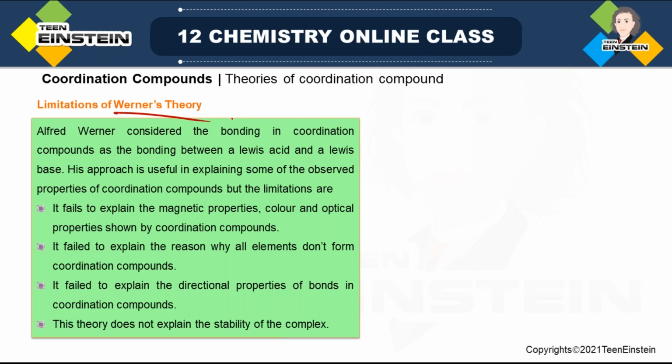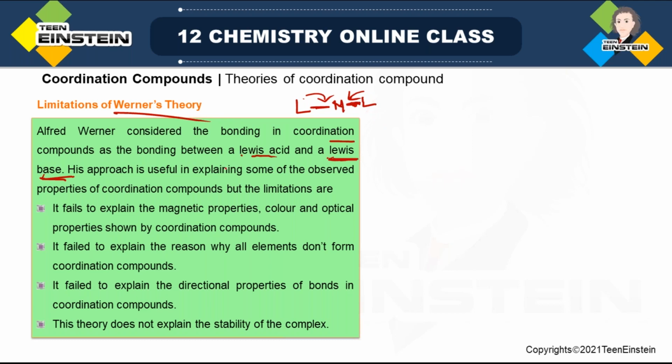Okay. So now we'll first start with the oldest theory for coordination compounds, and that is Werner's theory. Alfred Werner considered that the bonding in coordination compounds, that is the bonding between metal and ligand, is completely a Lewis acid, Lewis base type of interaction. So in the metal-ligand bond that we see like this, the ligand is donating towards the metal. That means here the ligand is acting as a Lewis base.